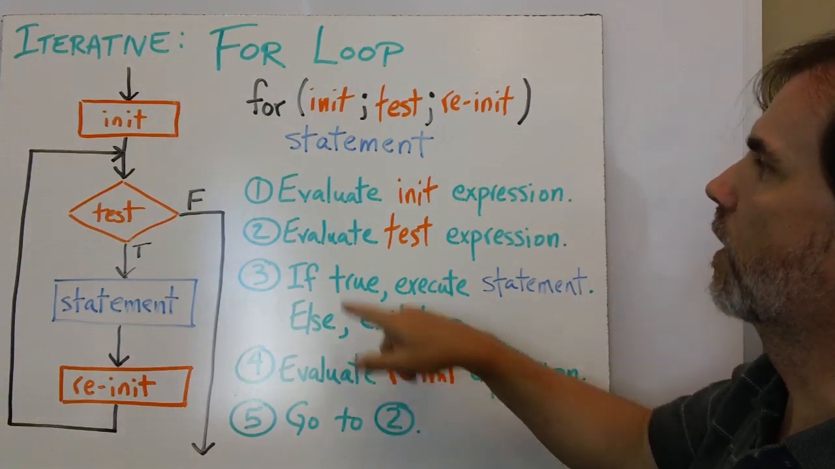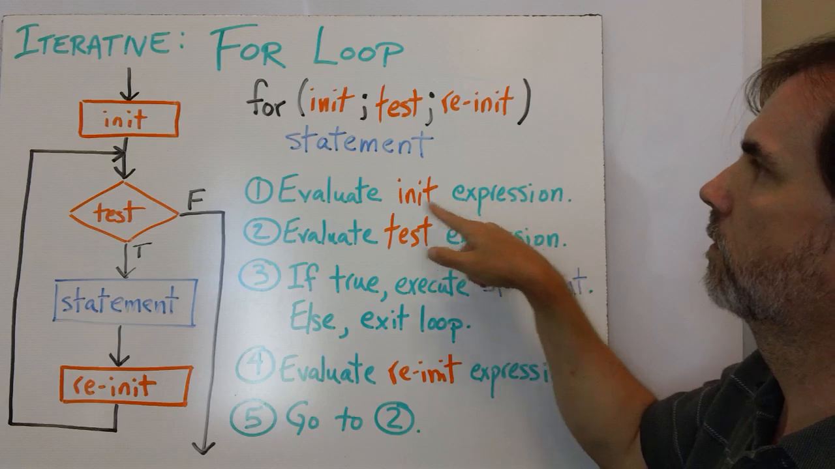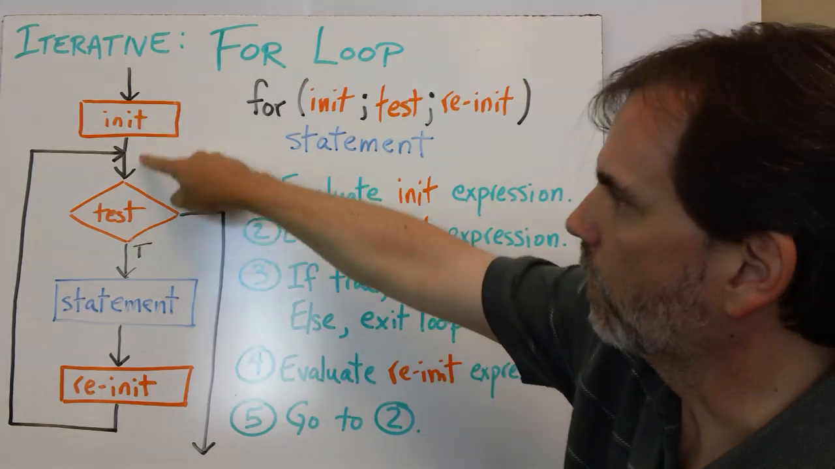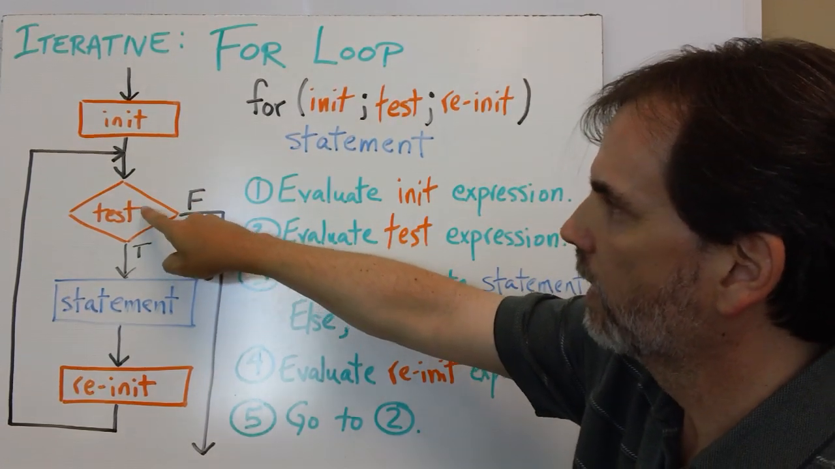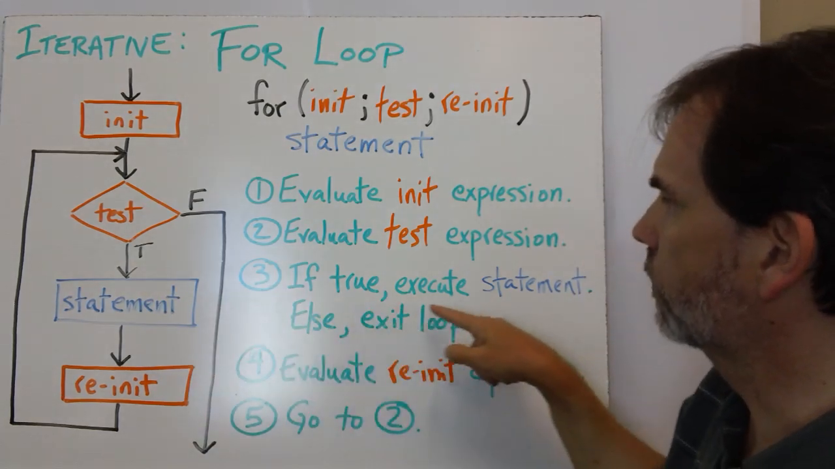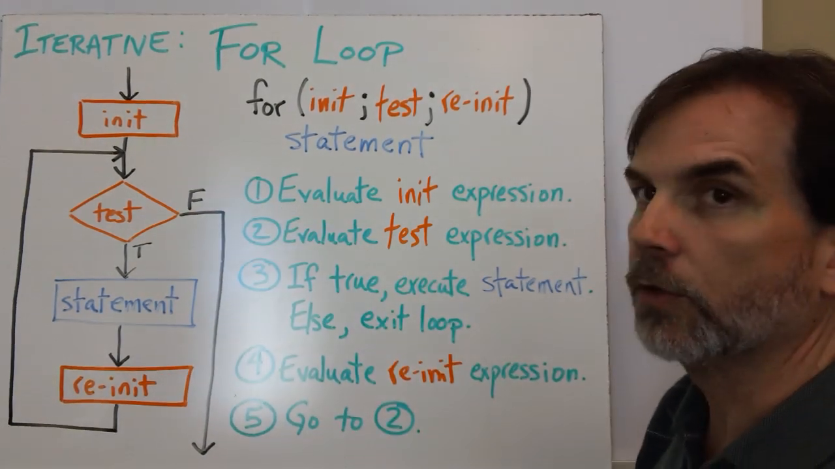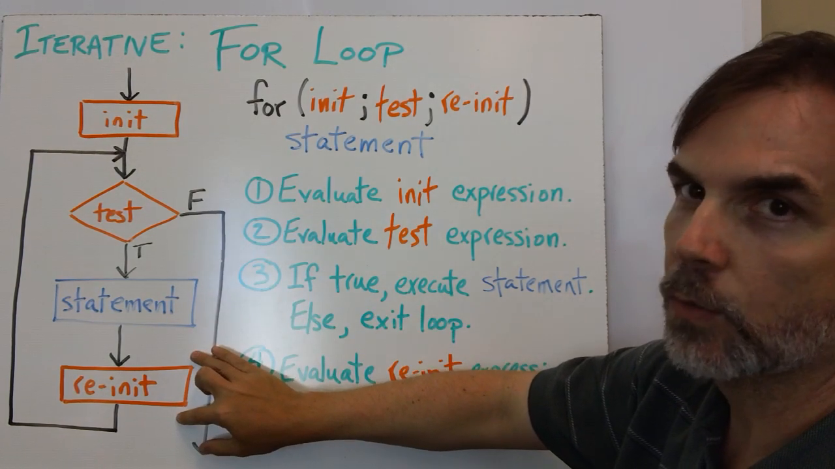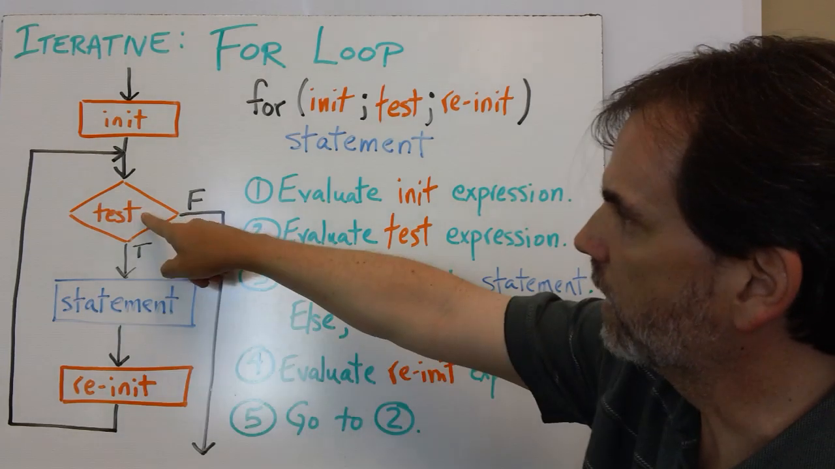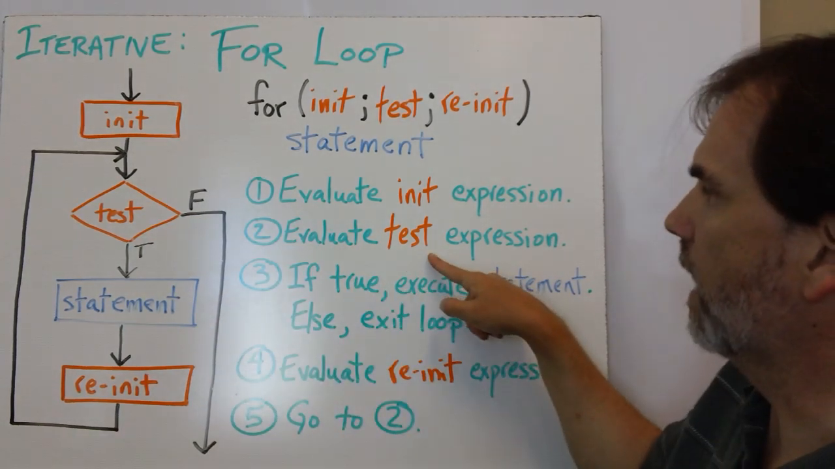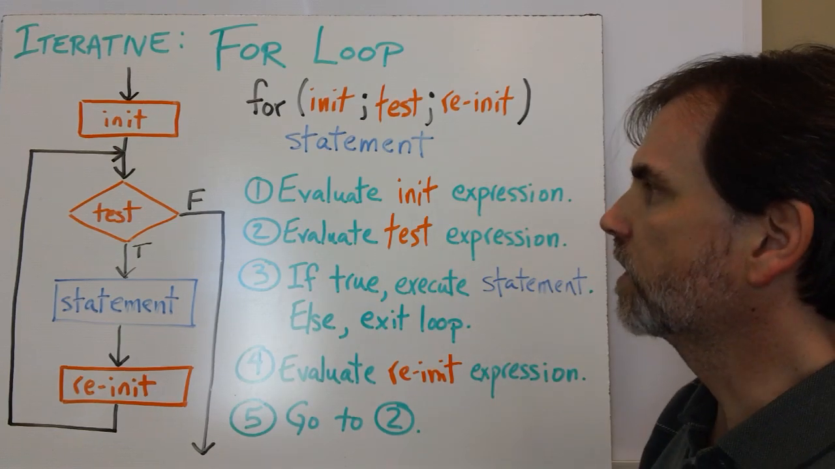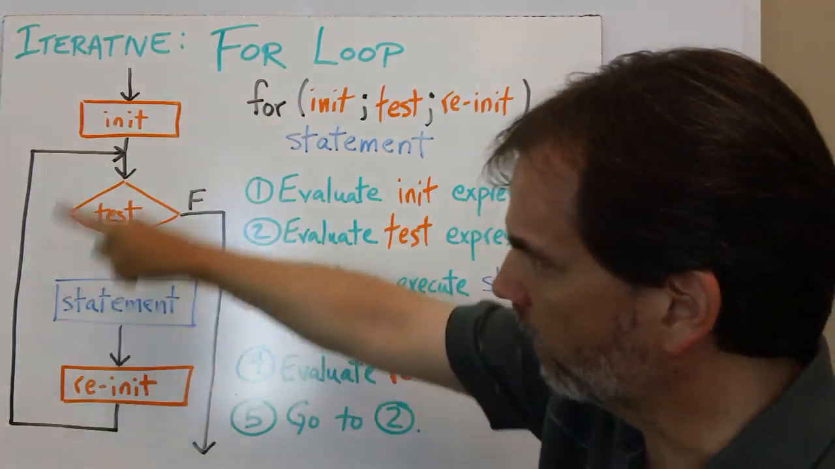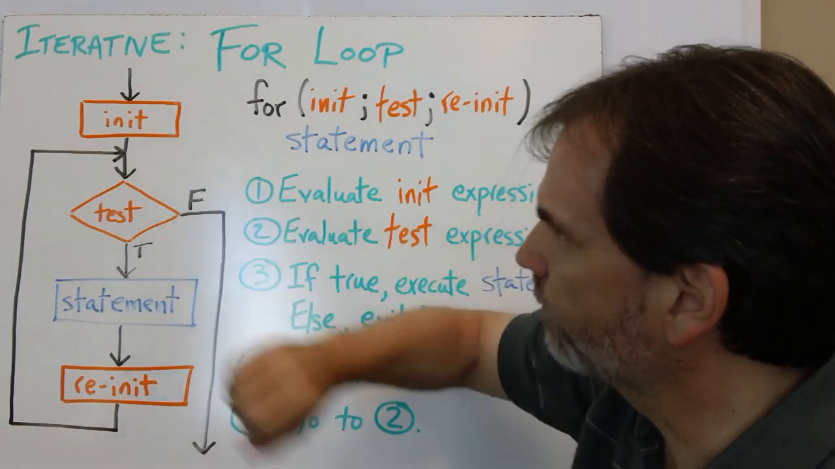So the way that a for loop works is first we evaluate the init expression, right? So we do this. Step 2, we evaluate the test expression. So we move on to this. We evaluate this expression. If it's true, we execute the statement. If true, execute statement, else exit the loop. After the statement is executed, we evaluate the reinit expression, and then we go to step 2 where we evaluate the test expression again. So it's a little more difficult to explain, but there's just more pieces to it. It's essentially a while loop with a decision at the top.